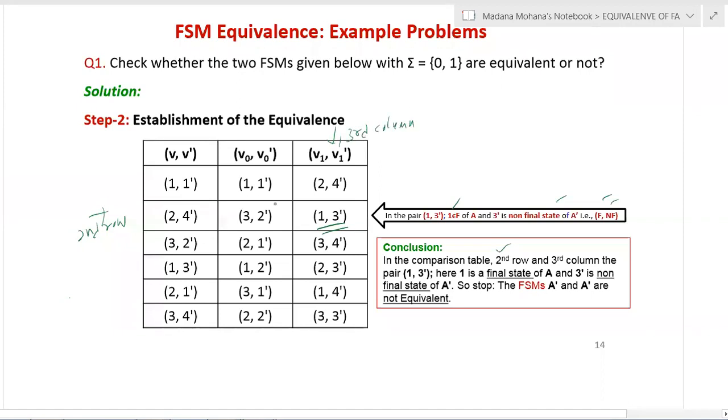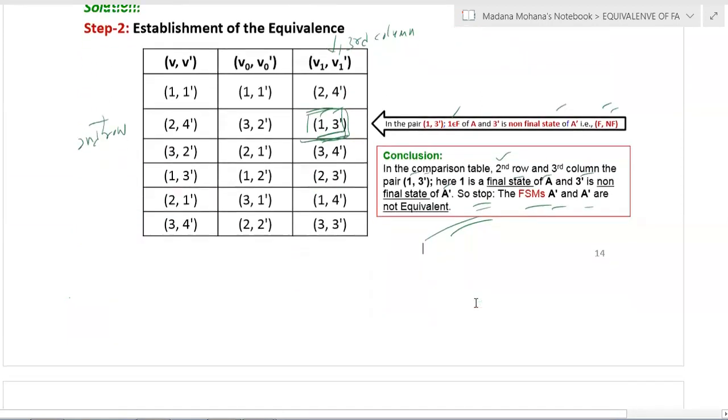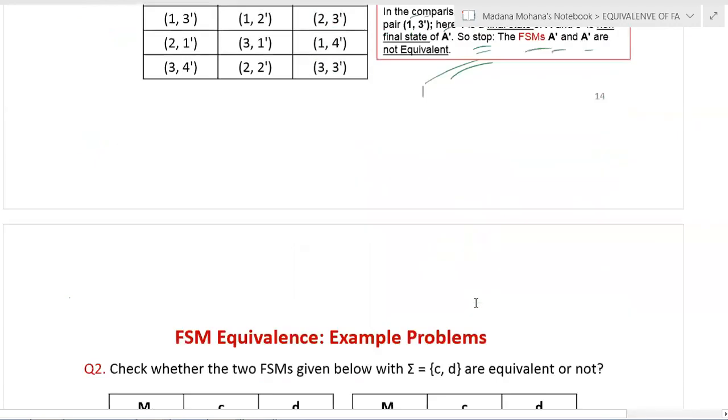So now the pair is, the corresponding one is this one. So 1 comma 3 dash. Here 1 is a final state of the first machine A and 3 dash is a non-final state of the second machine A dash. So stop. The FSMs A and A dash are not equivalent. So whenever you get any combination F comma NF or NF comma F, we can stop, then the FSMs are not equivalent. So that conclusion is very important.